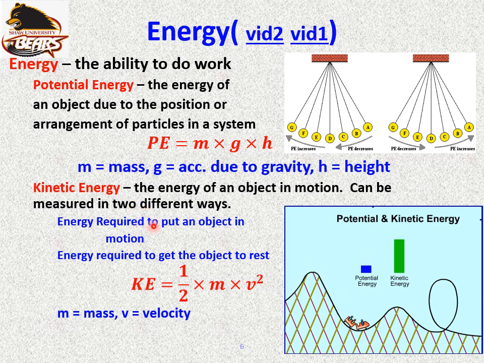Energy is required to put an object in motion, and that depends on its speed, of course. The higher the speed you want the object to move, the higher the energy required. It's an increasing function, which means the energy required to move an object to a certain speed is proportional to the velocity squared. So the higher the velocity, the higher the kinetic energy.